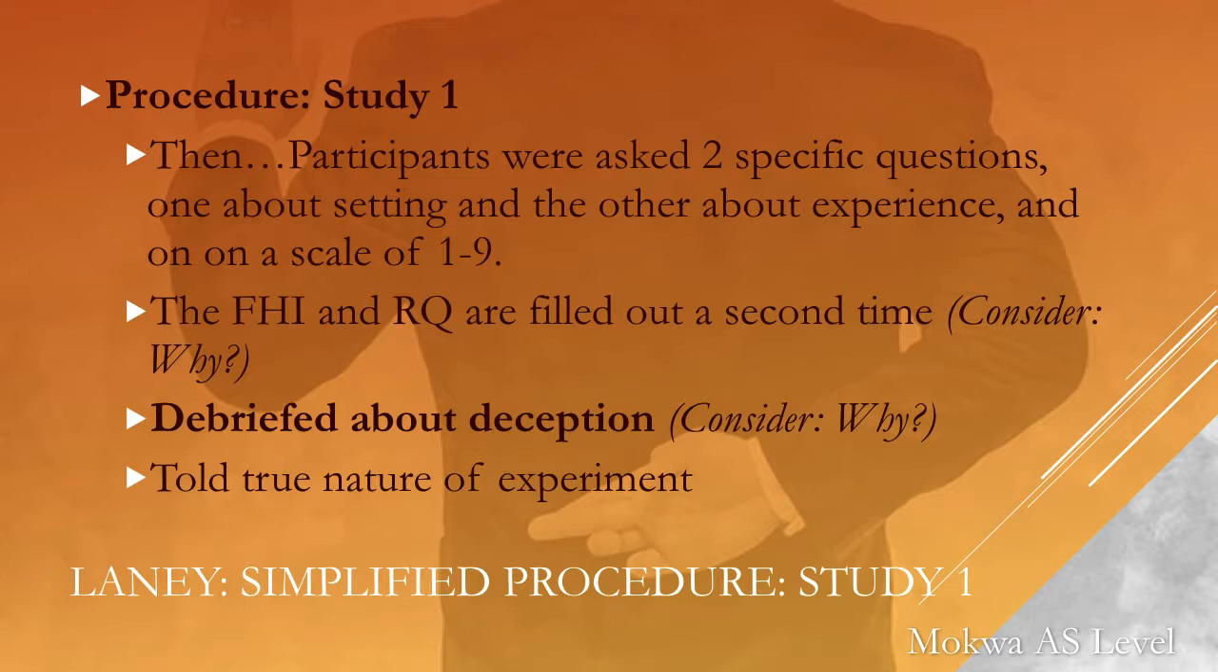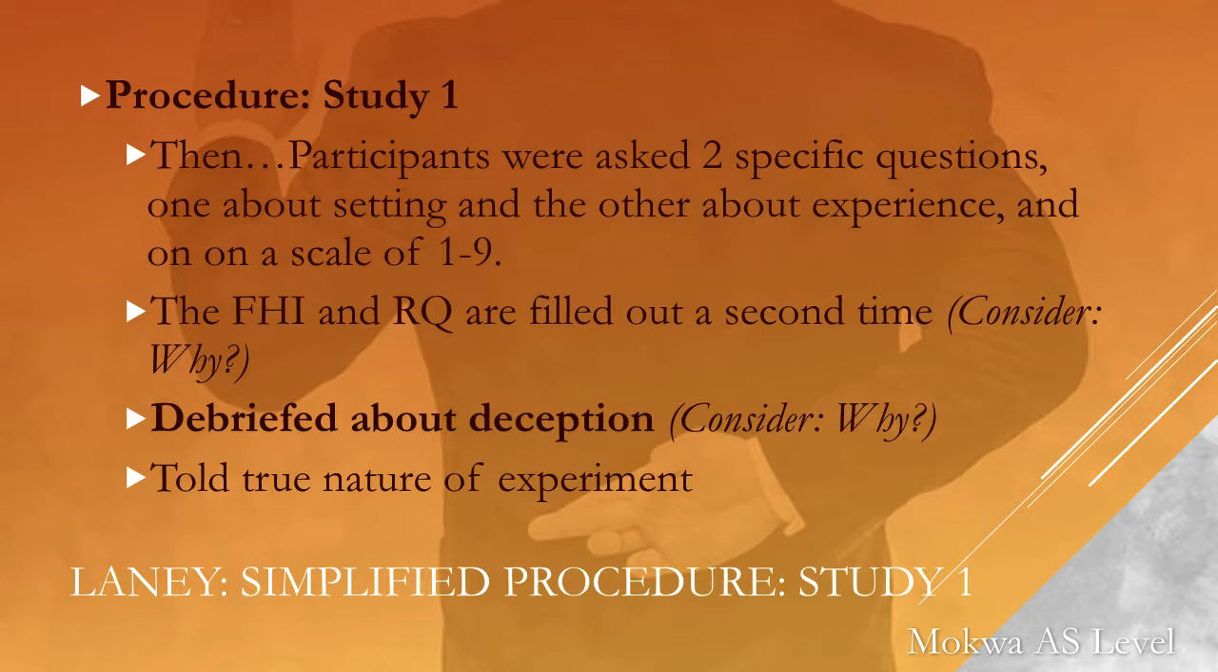That moment where they take the FHI and the RQ again is where we're going to get the vast majority of the data that we compare from the first time they filled those out to after they've been deceived, and will their mind and their opinions change about asparagus.